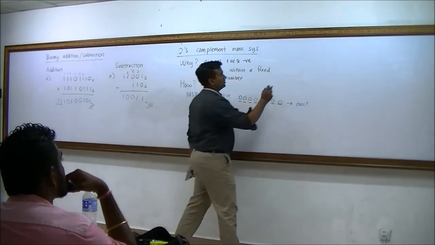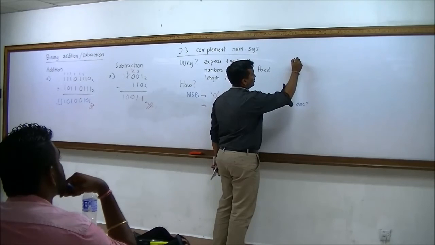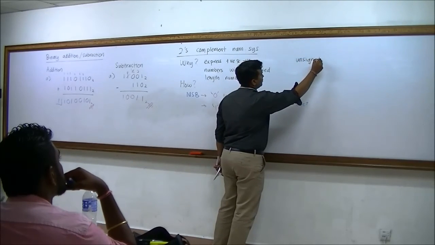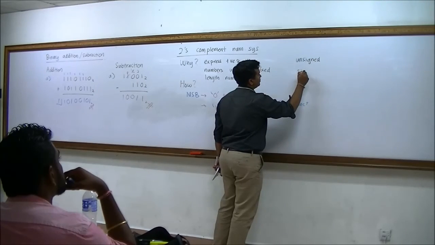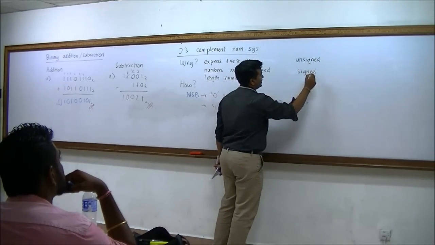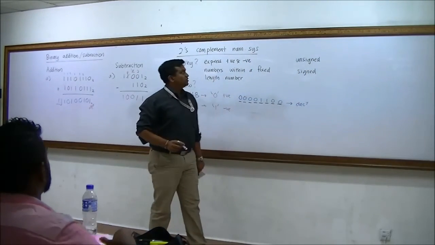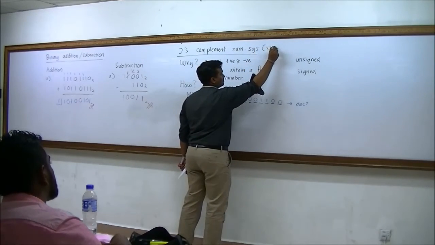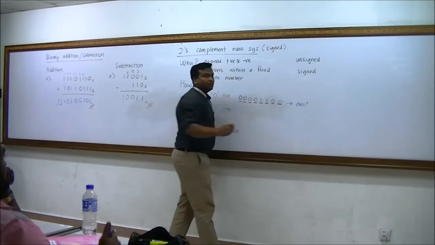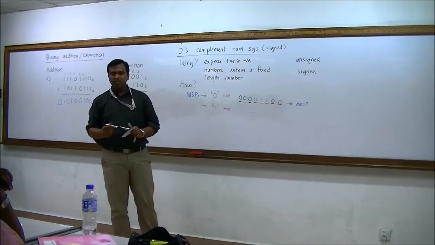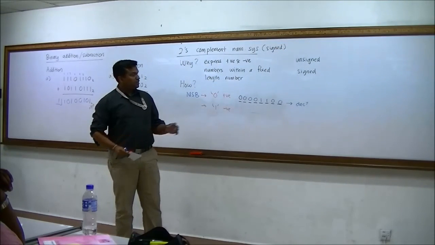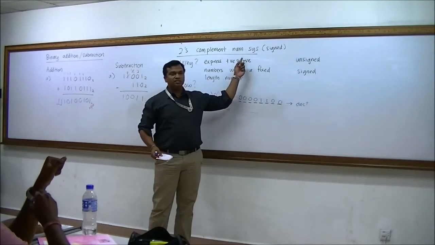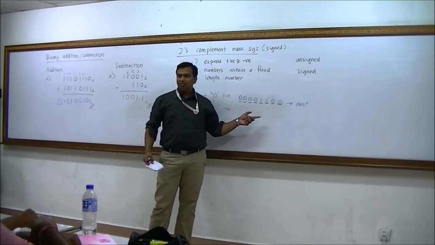One is known as unsigned number. Another one is signed number. So this 2's complement number system is signed number. So what does it mean? Because normal binary looks like a normal binary.